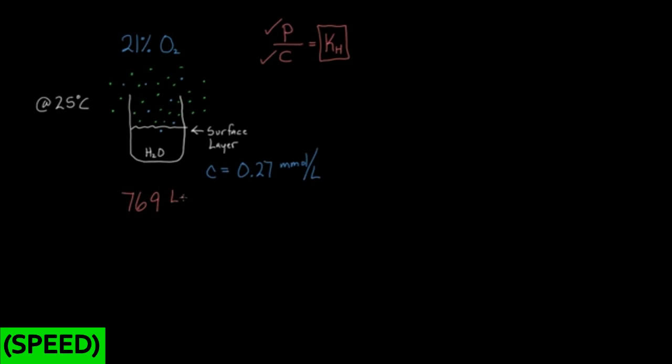I can say, well, 769 liters times atmospheres over moles. That's something that I've just calculated, right? I've just taken two numbers and divided them by each other. So this is my calculation for oxygen. And so far, so good, right?